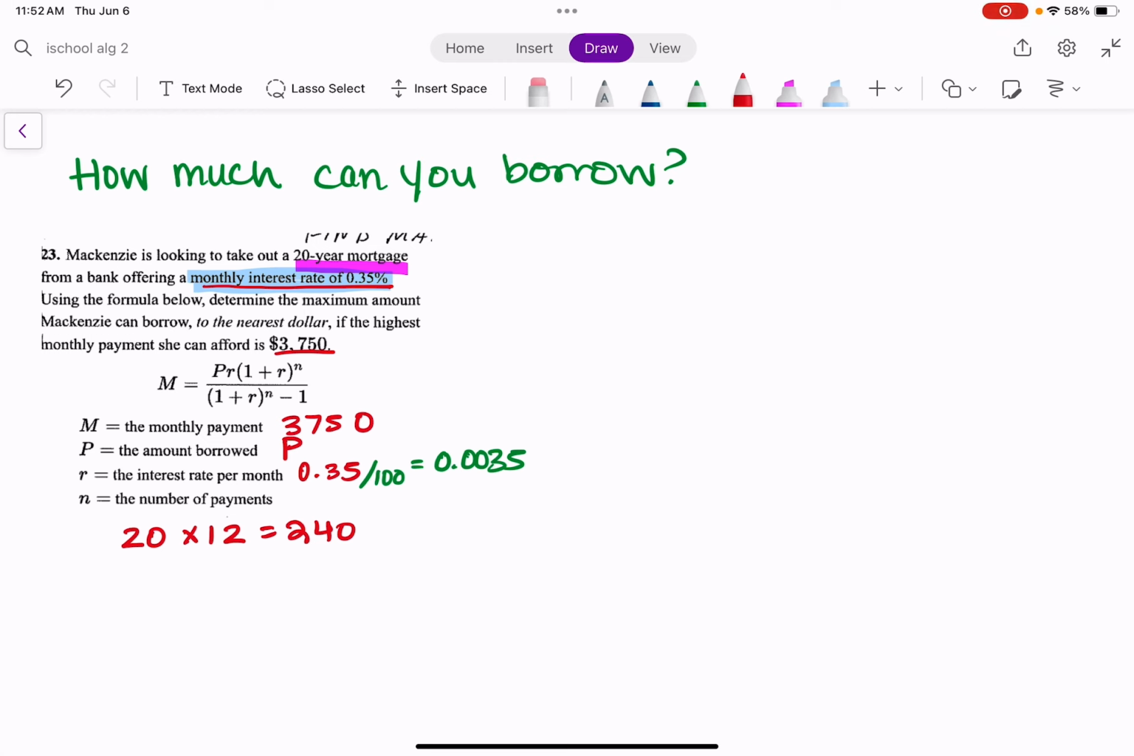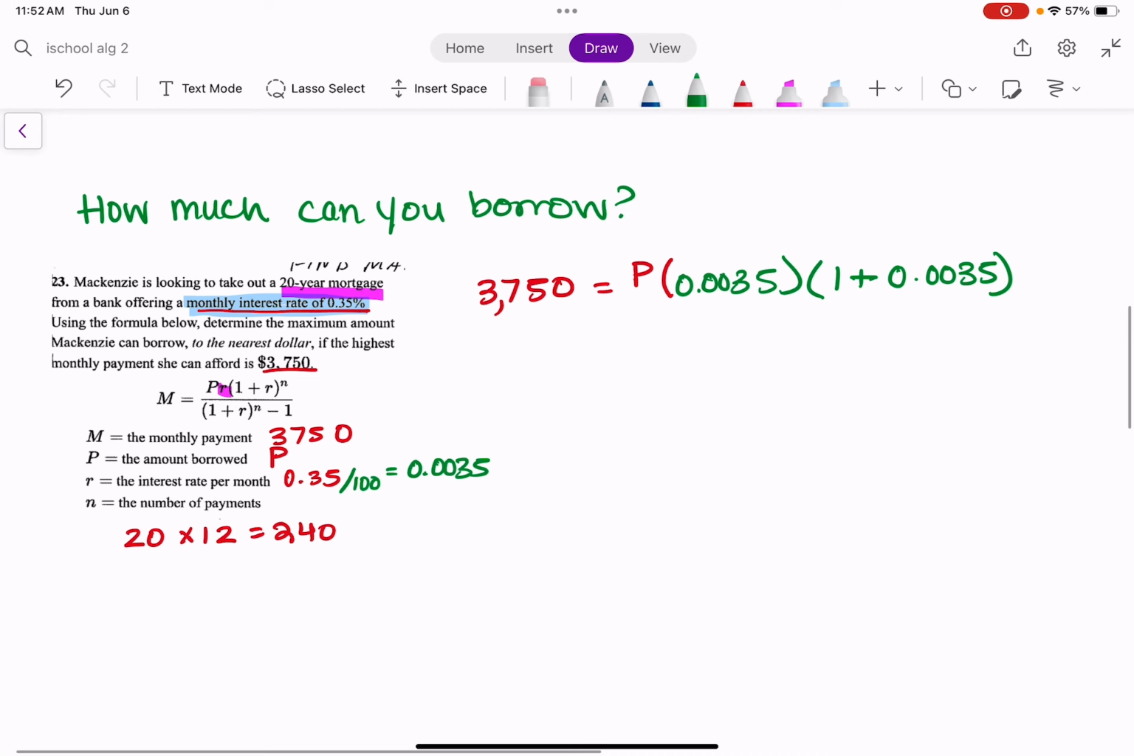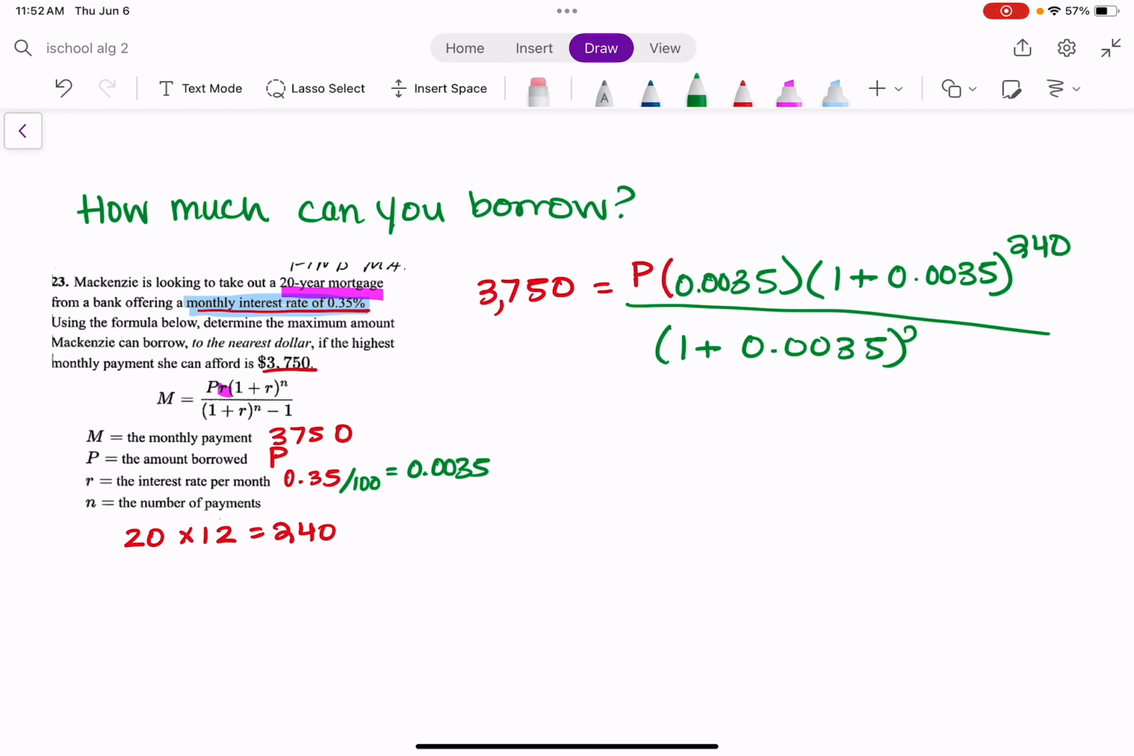So now we're going to use this formula. Okay, so I know that the monthly payments are going to be $3,750. I don't know what my P is yet. I know my interest rate, I'm at this R right here. I know this interest rate is going to be 0.0035, and then it's 1 plus 0.0035 to the power of n. My n is how many payments she's making, so 240, all over 1 plus 0.0035 to the power of n, so 240 minus 1. Okay?